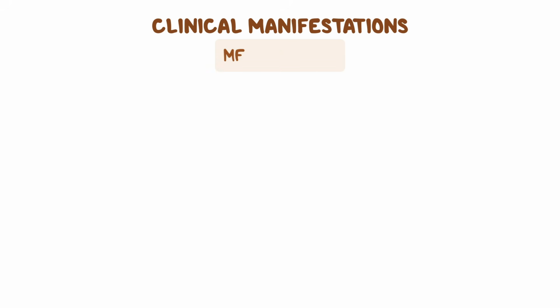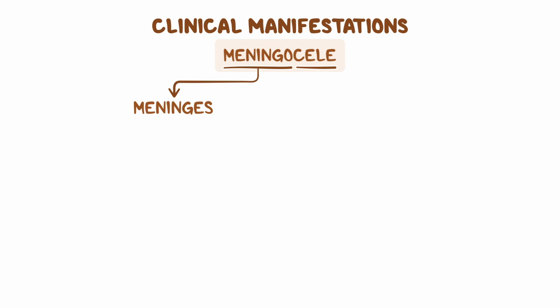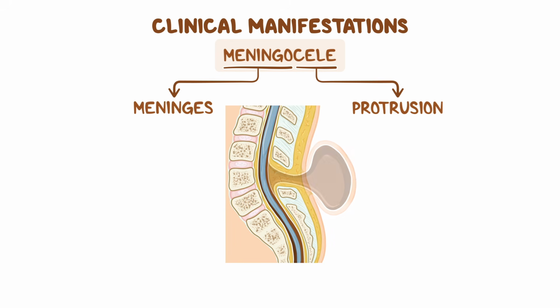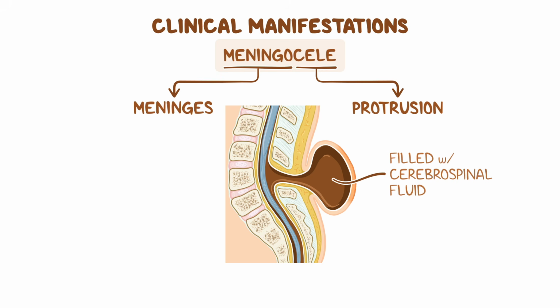Next up is meningocele, which breaks down into meningo, referring to the meninges, and the suffix cele, meaning hernia or simply protrusion. So in this type, the meninges slip through a gap in the vertebrae and form a visible sac on the lower back, filled with cerebrospinal fluid. Since the spinal cord itself stays in place within the spinal canal, the risk of neurologic complications is usually low.